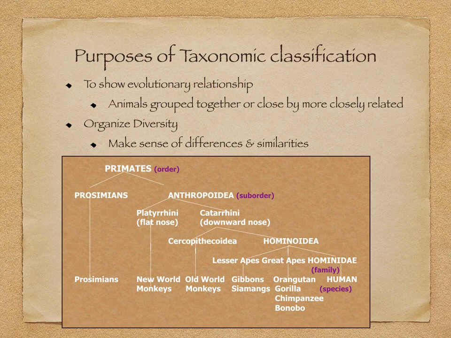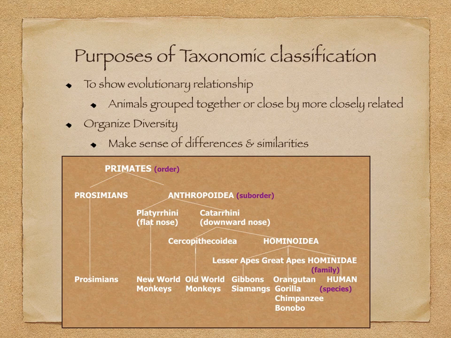At the top, we have the order, which is Primates, and that's split into prosimians and Anthropoidea. These are suborders. So prosimians include the lemurs, the lorises, the tarsiers, and those are the ones that you would see at the bottom of the prosimians line there. Anthropoidea is split into Platyrrhini, which are the flat nose, that is, the New World monkeys, and the Catarrhini, which is the downward nose, or the Old World monkeys and apes.